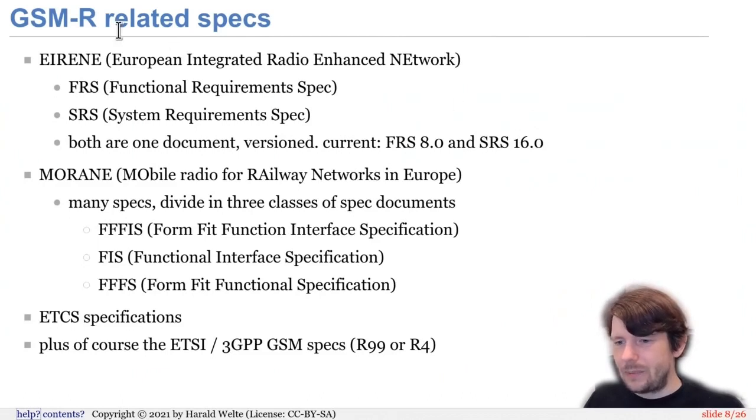And then within MORANE, the mobile radio for railway networks in Europe, we have many different specs. They're divided in 3 classes of specs, which I found extremely annoying because you have to count the number of Fs and really pay attention. So you have the FFFIS, the FIS, and the FFFS. I'm not going to go into the details of those. I don't really care. Just found it very peculiar.